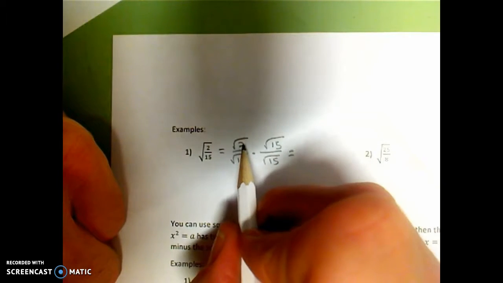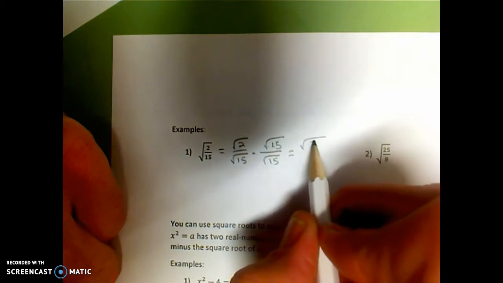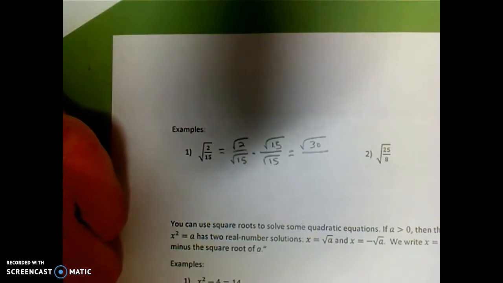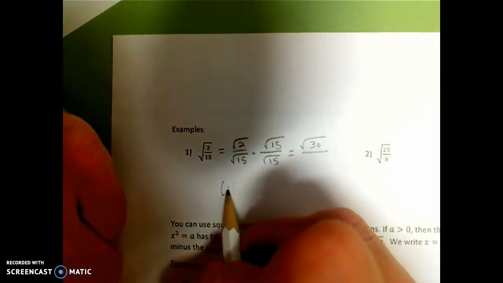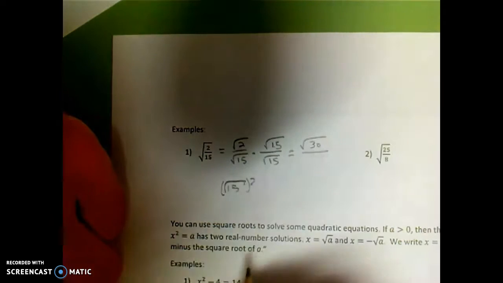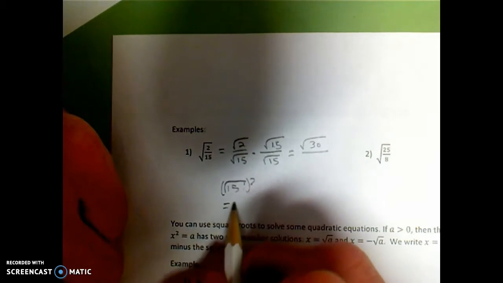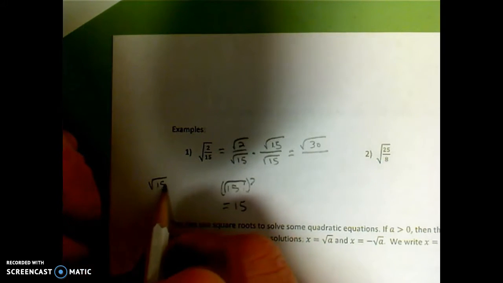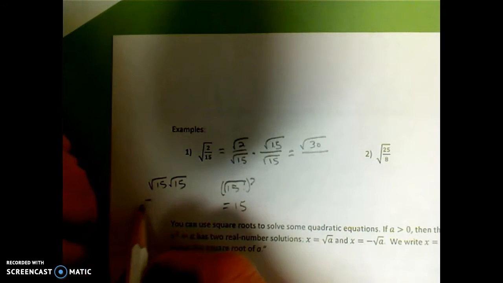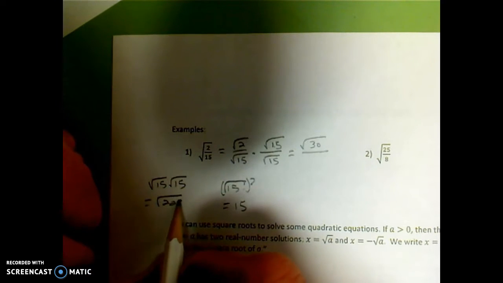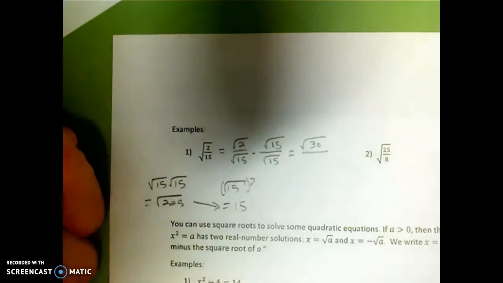So what happens now? Square root 2 times square root 15, by the product property, I can write as square root 30. Now think what happens for a second if I take the square root of 15 and square it. Squaring and the square root undo each other. That's just equal to 15. Another way to think about that is square root 15 times square root 15 by the product property is the square root of 225, which also equals 15.